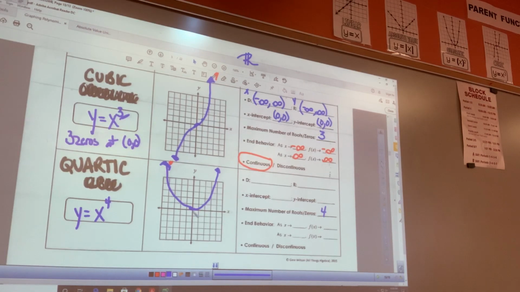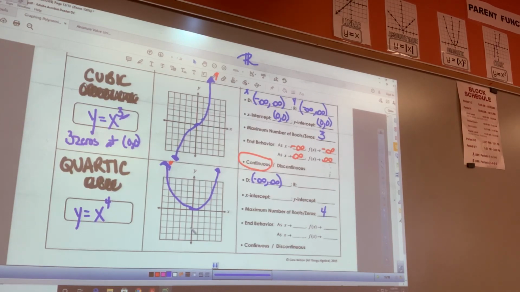So, our domain, are we restricted by any x's? No, I can put in 0, 1, 50, 500, 1,000,000. And I can do the same thing going in the negative direction. So that is negative infinity to infinity. Open brackets, soft brackets, because we don't reach infinity.